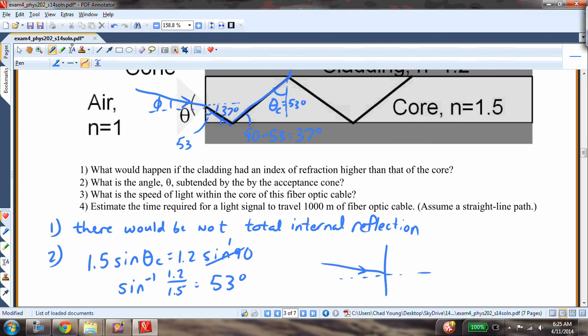Let me redraw that just a little bit. I have a light ray that comes in, and it bends towards the normal like this. All right. I know that this angle is 37 degrees. What I'm drawing here is this scenario, and I want to find out what is phi.